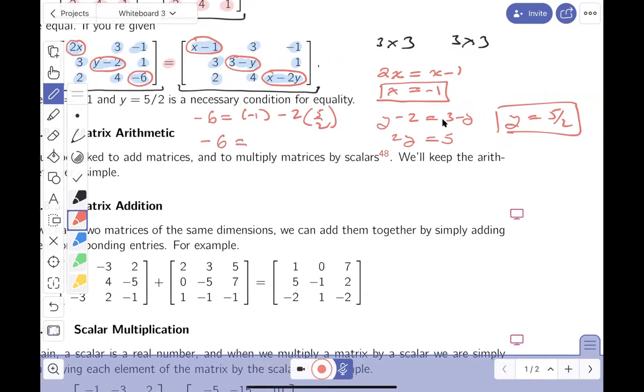So -6, -1, and this would give you what? Well, the 2's cancel, you get -5. That's certainly true. So what's a condition? These are the conditions that make it true. Of course, that's clearly written.